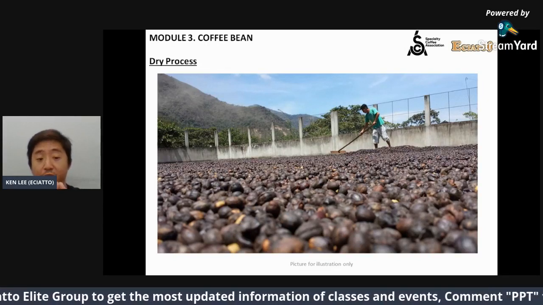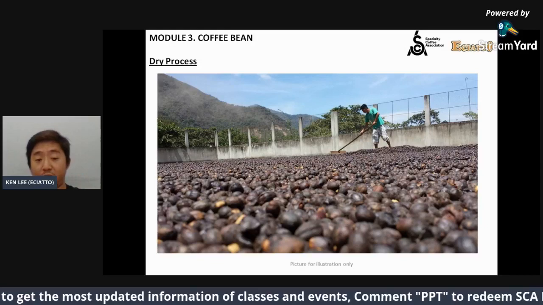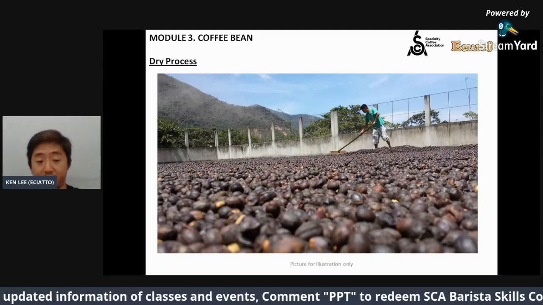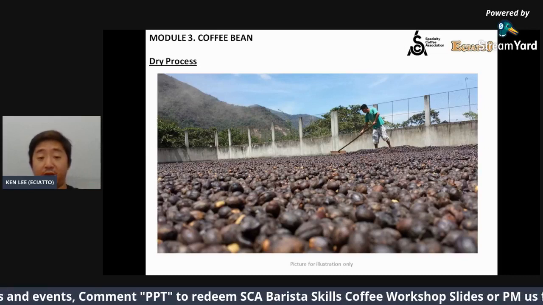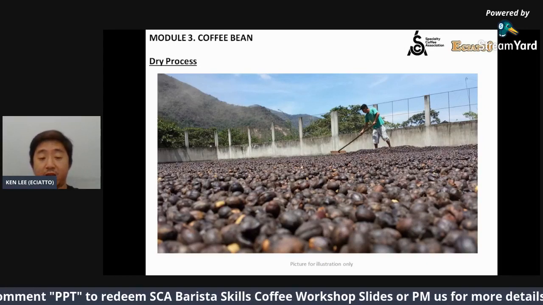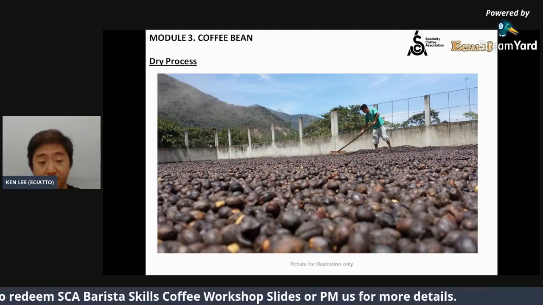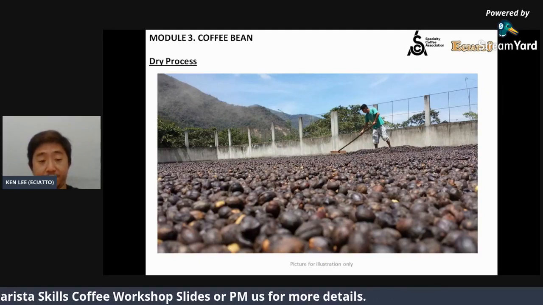Okay, so put all those ripe cherries on the floor, patios, or on raised beds, and just let them dry naturally, without any other process. Just put them and let them dry.